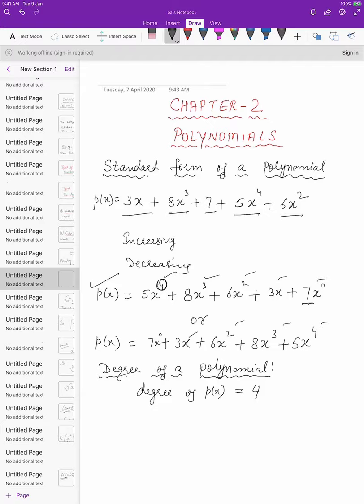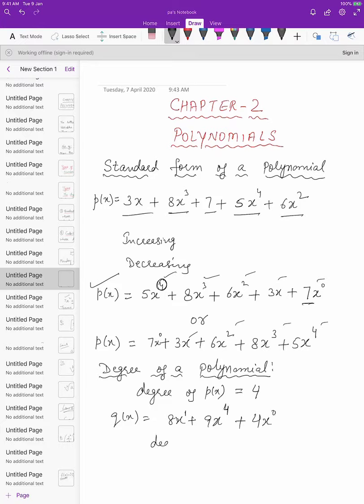If I write another polynomial, say q(x), as 8x plus 9x to the power 4 plus 4. Is this a polynomial? Yes. What is the degree of this polynomial? Just go to each and every term and observe the power of the variable. In the first term, the power is 1. Second term, the power is 4. In the third term, the power of the variable is 0.